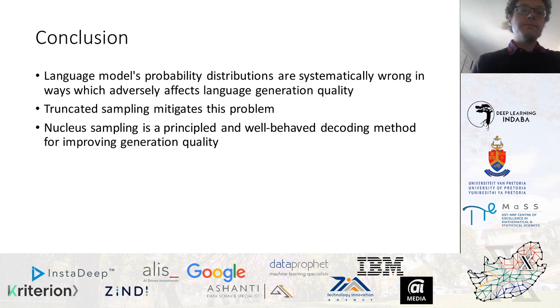So, in conclusion, our analysis shows that the probability distributions of large language models, such as GPT-2, are systematically wrong in ways which degrade language generation quality. Truncated sampling can address these problems by not sampling from the unreliable tail of the probability distribution. And in this work we introduced nucleus sampling as a principled and well-behaved decoding method for improving generation quality.